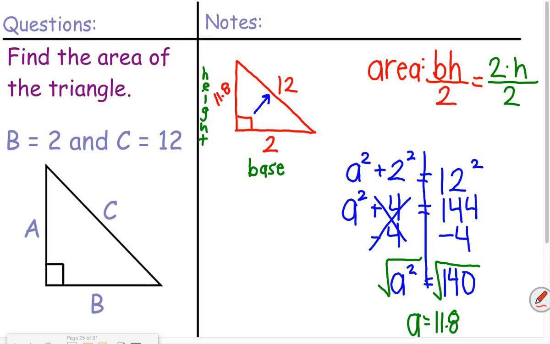So now I can replace the h with 11.8 and find my area. So 2 times 11.8 divided by 2 is 11.8. So the area of my triangle is 11.8.